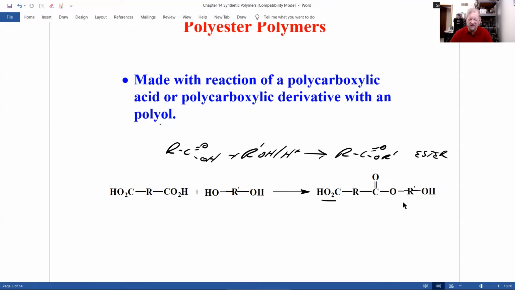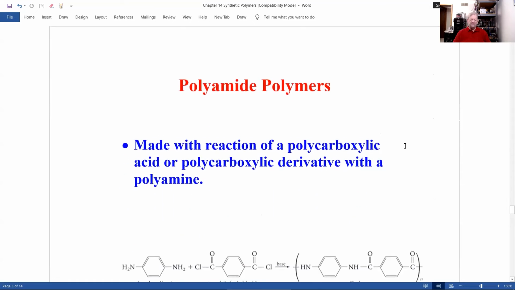Now, right here in this new molecule, here's our ester. At this end, you have more alcohol, which can react with your carboxylic acid, diacid. And at this end, you have a carboxylic acid, which can react with more of your diol or polyol. And you can keep on building and building and building.